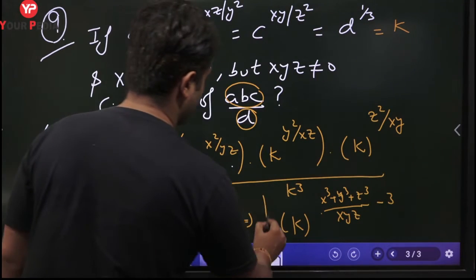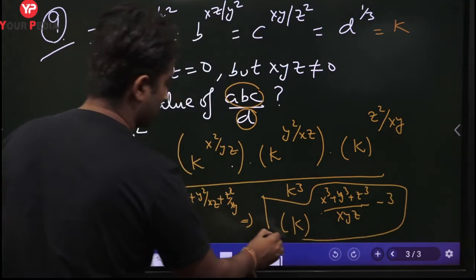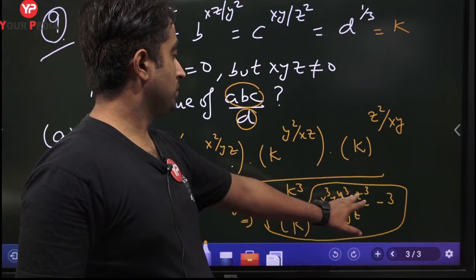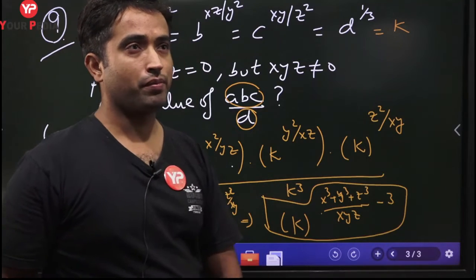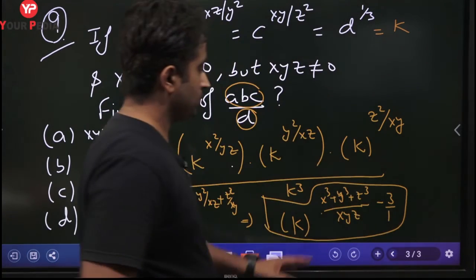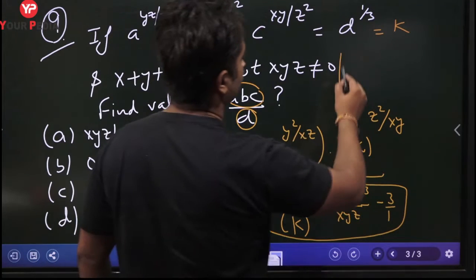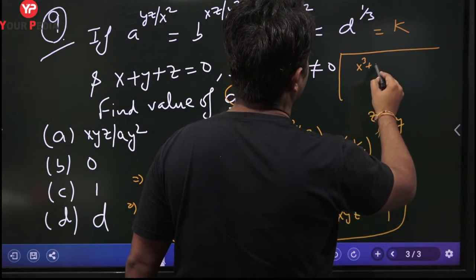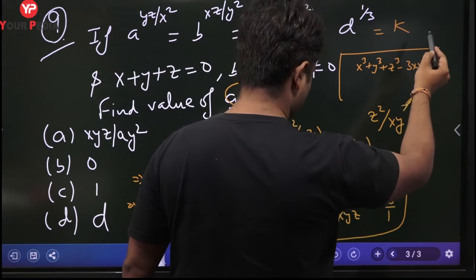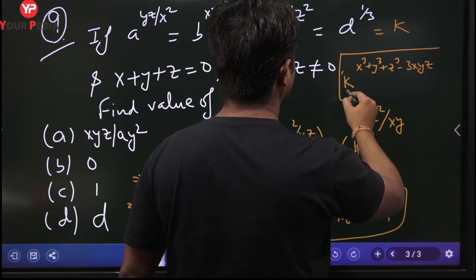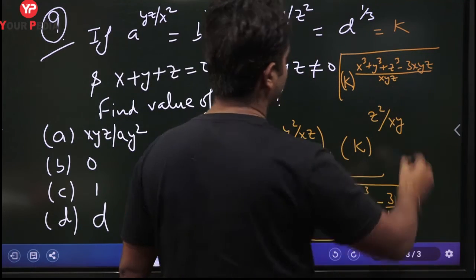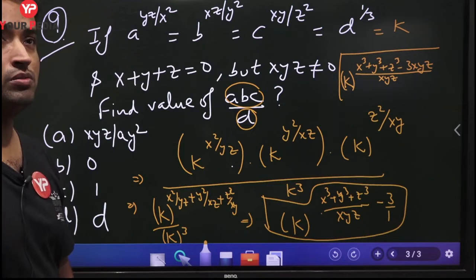Now this is the power of k, k raised to power x cube plus y cube plus z cube upon xyz minus 3. So when you take the LCM, it will become in the power x cube plus y cube plus z cube minus 3xyz, upon xyz. This is k raised to power, I am saying. And they are saying xyz is not equal to 0.